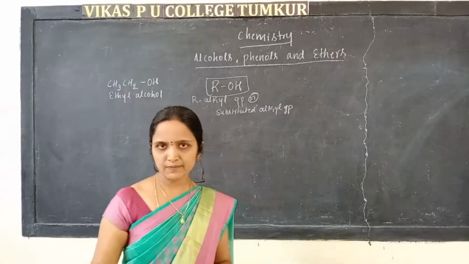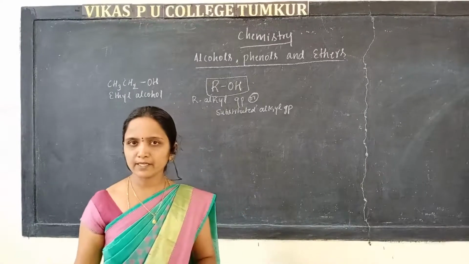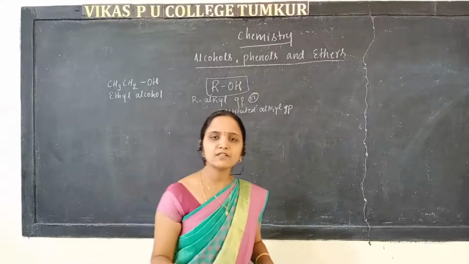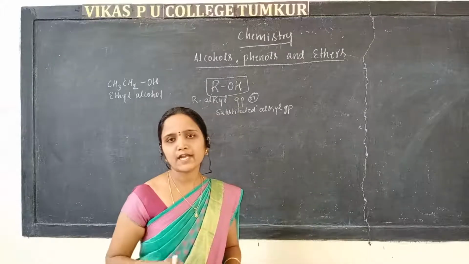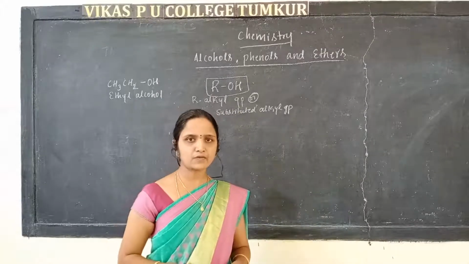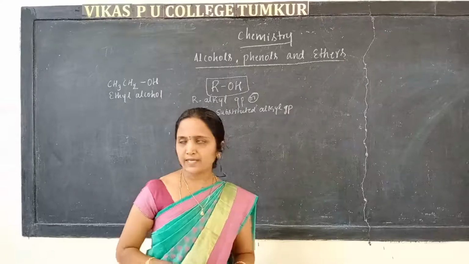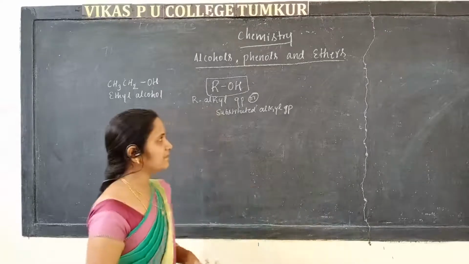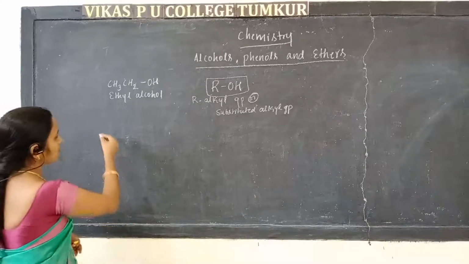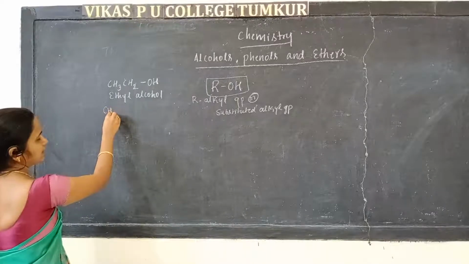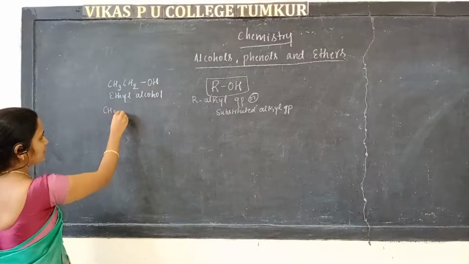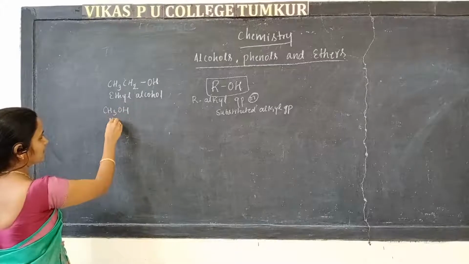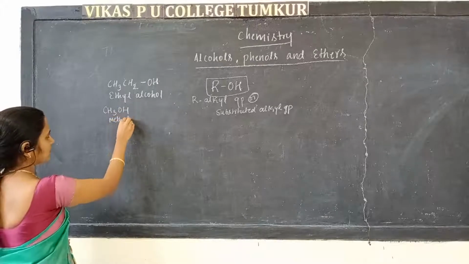Now we know what is meant by alcohols. Alcohols are the organic compounds obtained by replacing one or more hydrogen atoms of hydrocarbons by the hydroxyl group. That we call alcohols. Examples for alcohols: ethyl alcohol. In methane, replacing one hydrogen by the hydroxyl group, we get methyl alcohol.